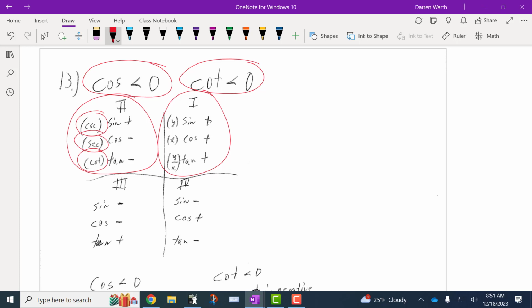the sine and cosine. Third quadrant, sine, which is y, is negative. Cosine, which is x, is negative. Tangent is y over x. Sine over cosine, negative divided by negative is a positive. In the fourth quadrant, sine is negative, cosine is positive, tangent is negative.